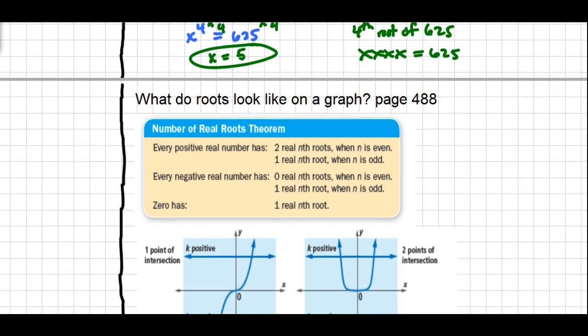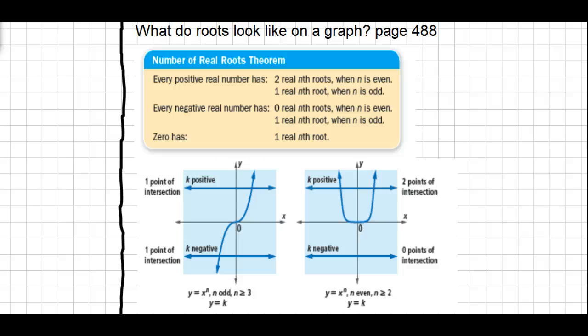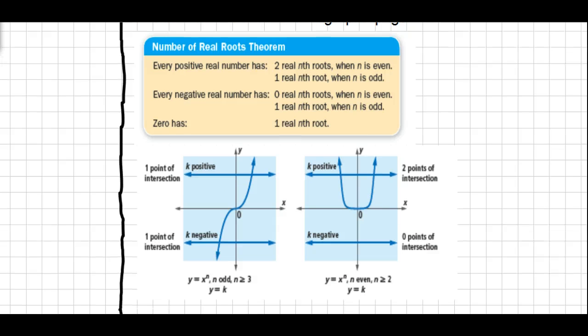So what do roots look like on a graph, and how do we know when we have multiple answers? Here's some information that I took out of page 488 in your textbook. Here's the number of roots you should expect based on whether it's a positive or a negative, and whether it's an even or an odd. And then below that is the same information just in graphical form. So let's explain here. Obviously we've got an odd graph on the left and we've got an even graph on the right. So let's take a look at the table and the graphs as we go here.